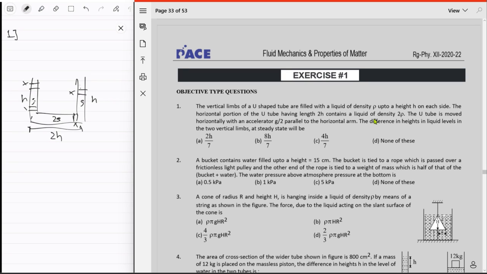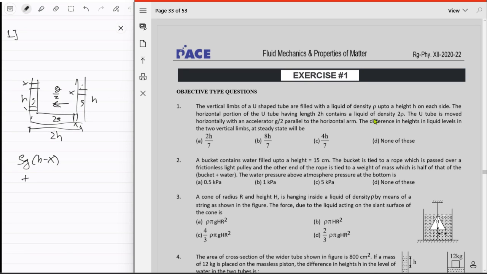Here the pressure is just P naught, right? The acceleration is g upon 2, parallel to the horizontal arm, of course. So g upon 2 pseudo acceleration in this direction. So as you come down, your pressure increases. Here it's just P naught. Now it's going to be rho g times h minus x. That's your increasing pressure.